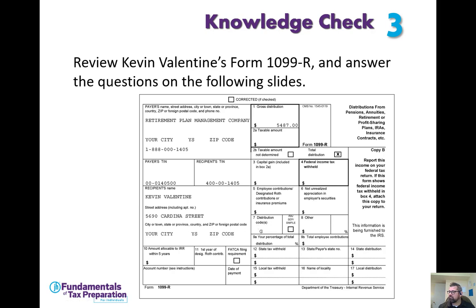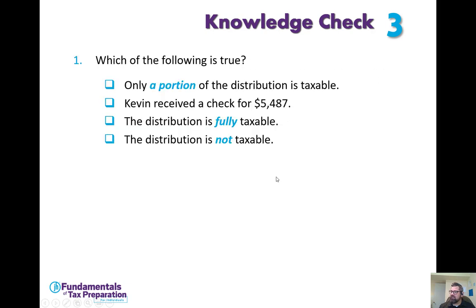So just keep in mind we've got a gross distribution here of 5487, and then we've got a distribution code of G. Okay, and that's what the next question is going to be. So, which of the following is true? Well, that's kind of hard for anyone to determine based on just looking at the forms. But the 1099, excuse me, code G. Let me regather myself. Code G in box 7 stands for direct rollover. Okay, so that would be a non-taxable distribution.